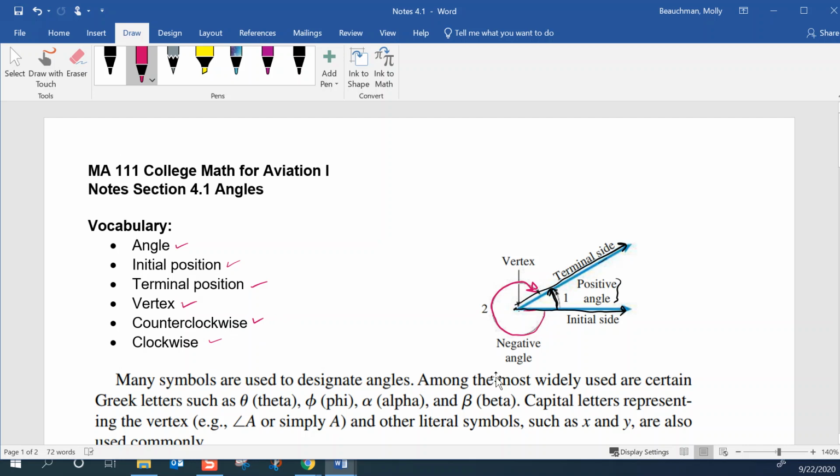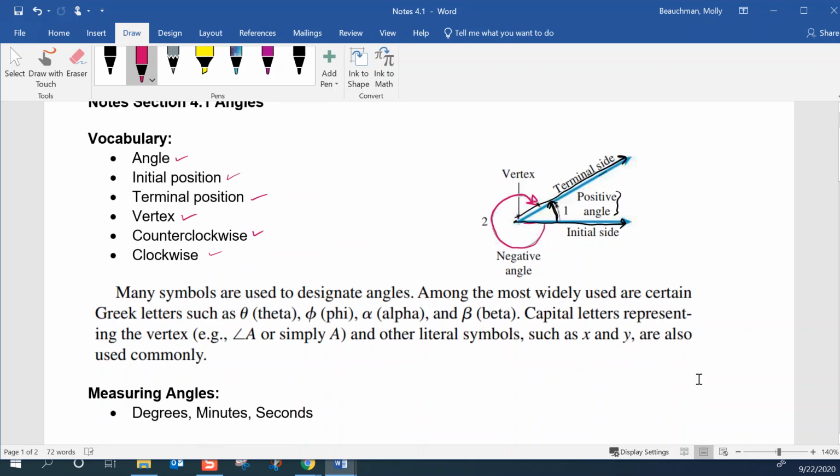So many symbols are used to designate angles. Among the most widely used are certain Greek letters such as theta, phi, alpha, beta. Capital letters represent the vertex, angle A or simply capital A, and other literal symbols such as X and Y are also used commonly. So most of the time, if we have this named by a point, A is the point where the vertex is, we would call that angle A.